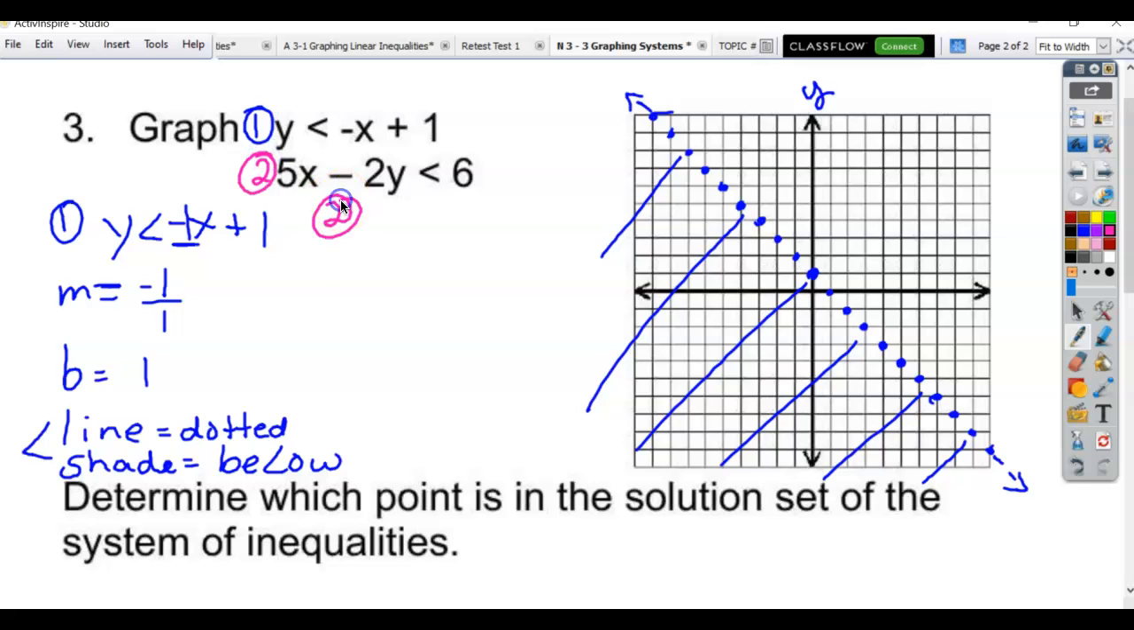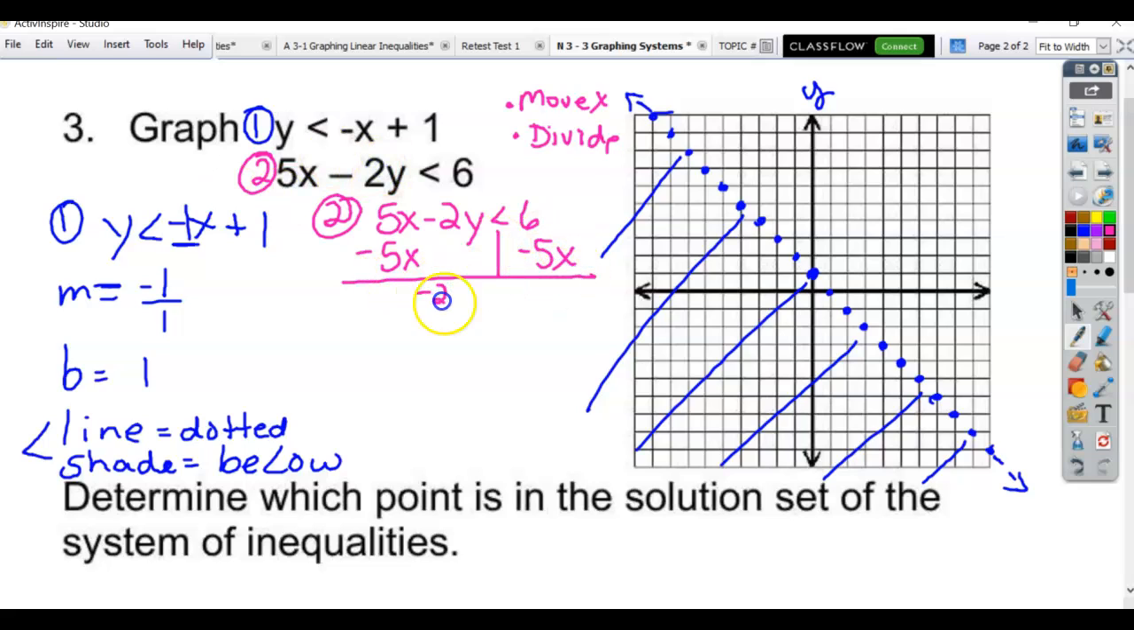So number 2. All right, this one is not solved for y, so we've got to do 2 steps. Move x, divide. That's to solve for y. So I'm going to move the x, and all that really does is change its sign when you move it across the inequality. Got -2y is less than -5x plus 6. Okay, I'm going to divide by -2. So don't forget to flip. Ding, ding, ding. Flip that thing. When you are dividing by a negative, always flip the inequality.